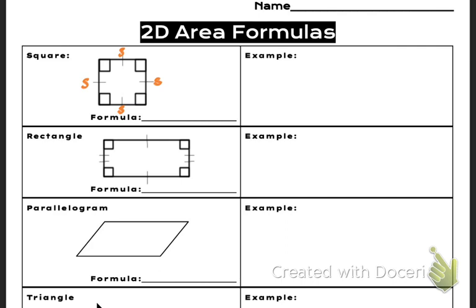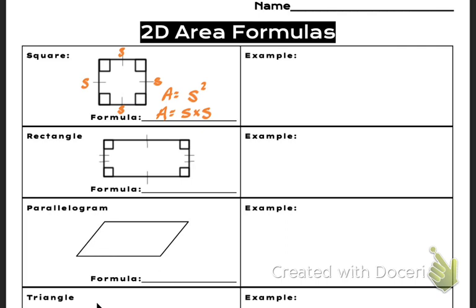And the area formula for a square is just the side length times itself. You could also write this as area equals side length squared. So we take one side length times itself, and that gives us the area of a square.